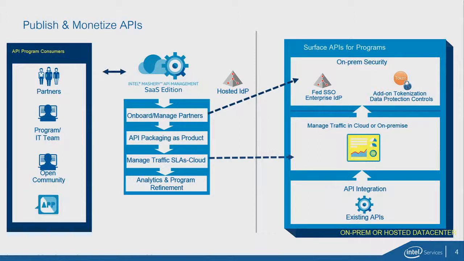What the Intel Mashery API management platform does is it has the capability to onboard and manage partners, package APIs as bundles and expose them, and then you can monetize that using various rate plans, based on usage. And then you have ways of managing traffic and SLAs.